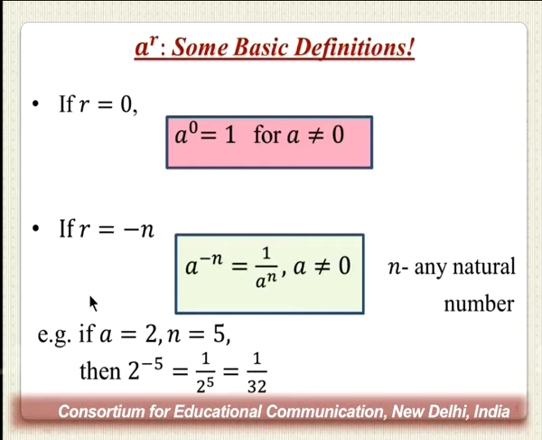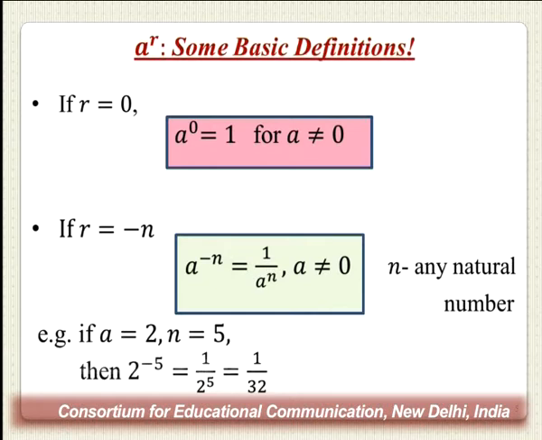So here our expression a to the power r becomes a to the power minus n, which is then equal to the reciprocal of a to the power n. Now note here, again we're going to place the restriction that a is not equal to 0, because if a is equal to 0, we'll end up with a 0 in the denominator. We'll have 1 divided by 0, and as we all know, division by 0 is not defined.